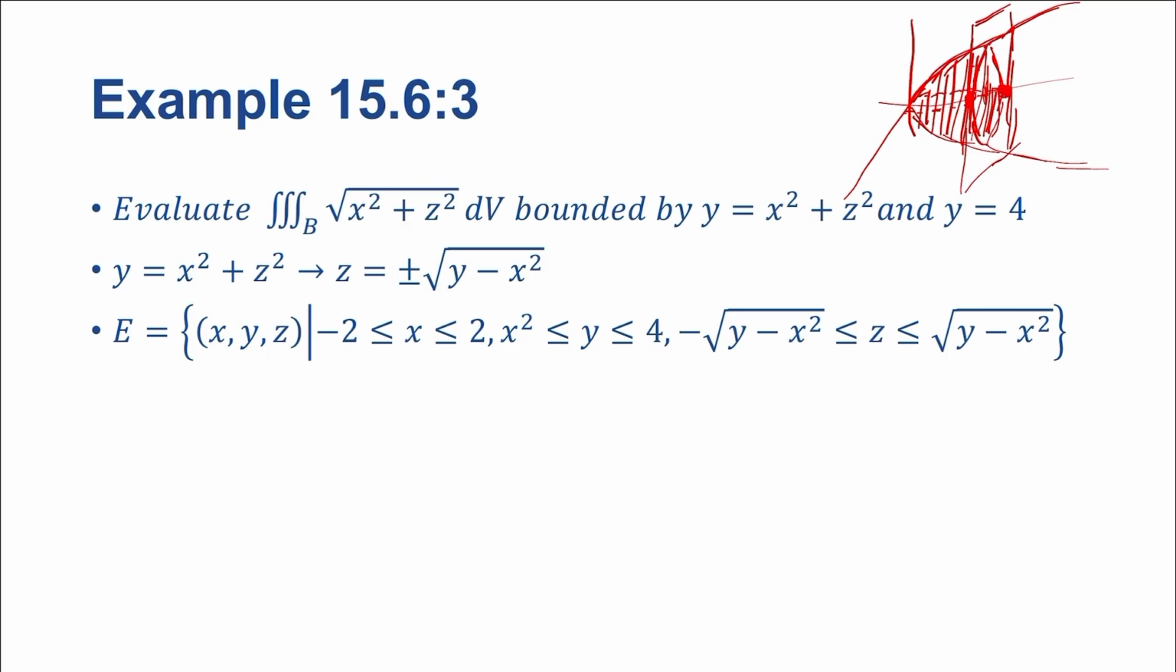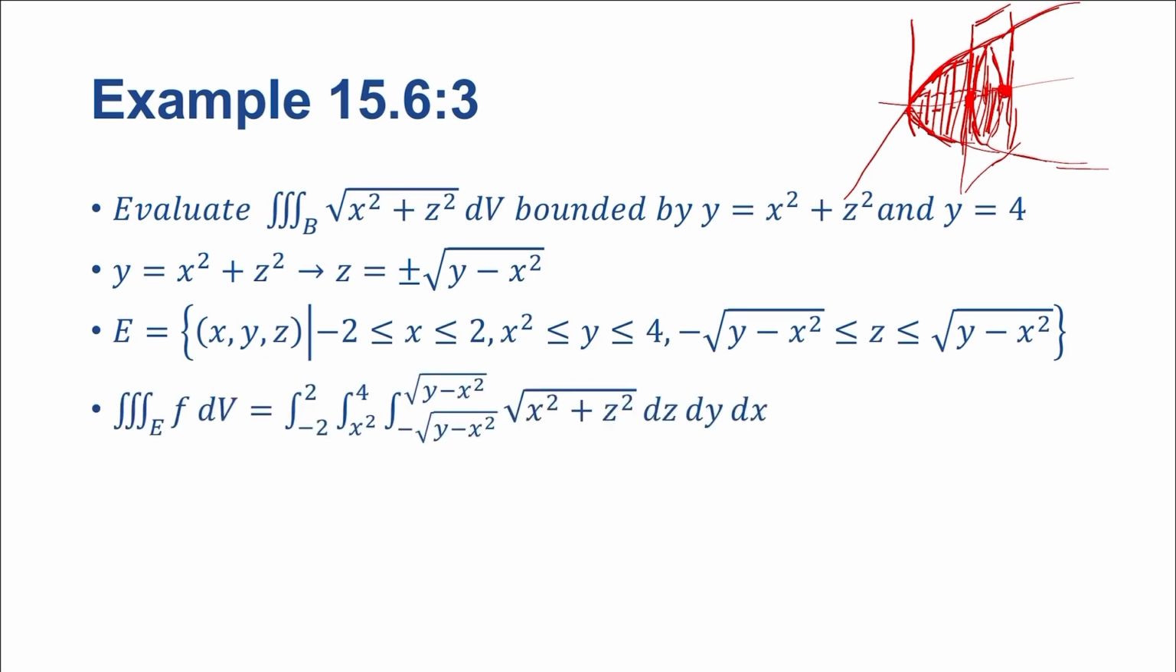And then z is going to be between our two sides, or the two sides of our parabola here, which should also make sense. Now, if I try to integrate this, I get the integral between negative 2 and 2, then between x squared and 4, then between negative square root of y minus x squared, then positive square root of y minus x squared of the square root of x squared plus z squared dz dy dx. Now, this is an integral we don't want to do. This is a very complicated thing to deal with.